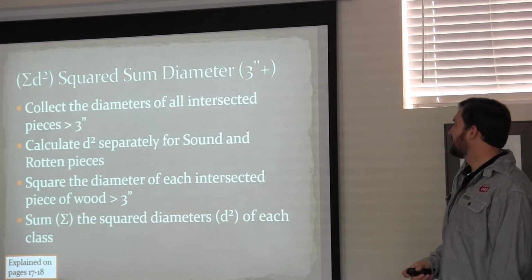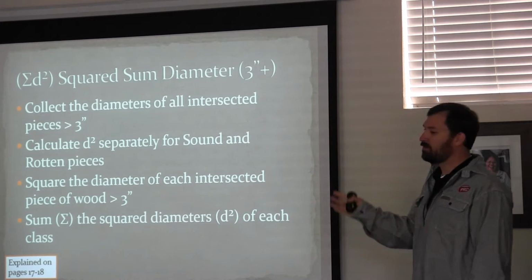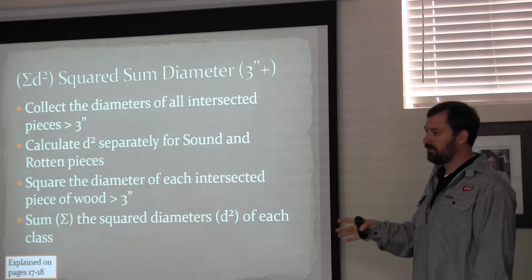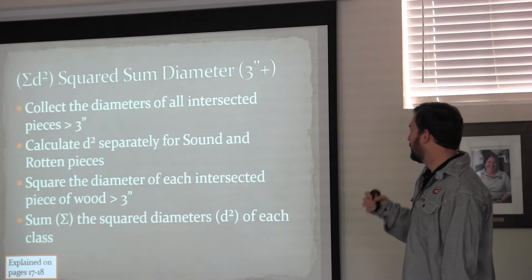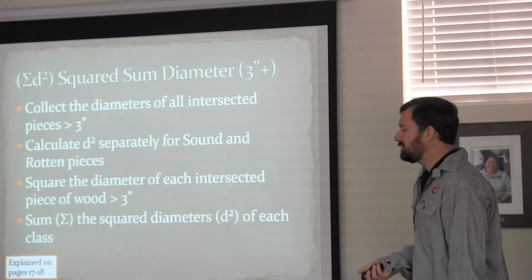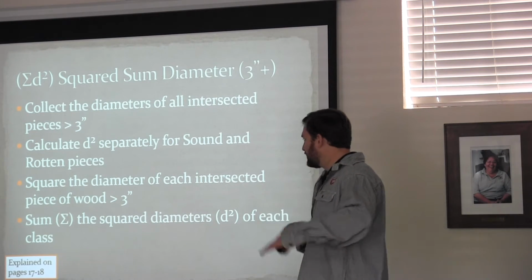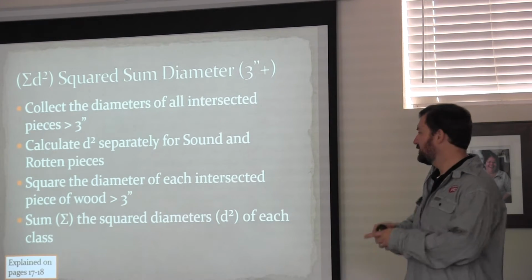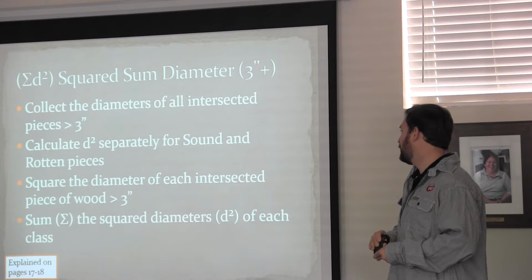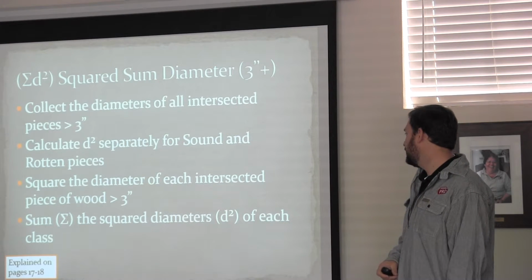Okay, now we're getting to the sigma delta squared sum diameter. This is moving on to the 3-inch plus material. As we know, we collect the diameters of all those materials. We calculate the diameter squared separately for both the sound and rotten, so that's why they're in different categories. We square them, we sum them. Sum just means add. Again, this is all explained on pages 17 to 18.